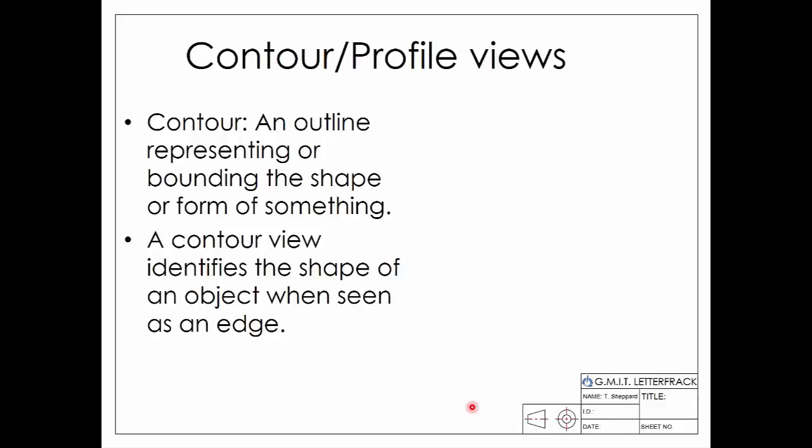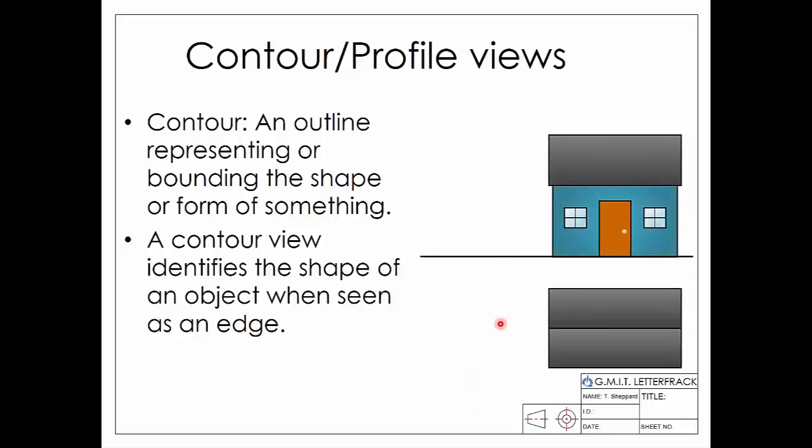Now a contour is an outline representing or bounding the shape or form of something. A contour view then is basically the view which identifies the shape of the object where it's seen as an edge. If we look at the example of a house, here's the front elevation and plan view of a house. From these two views, we don't know if the back of our roof here is flat or if it's sloping.